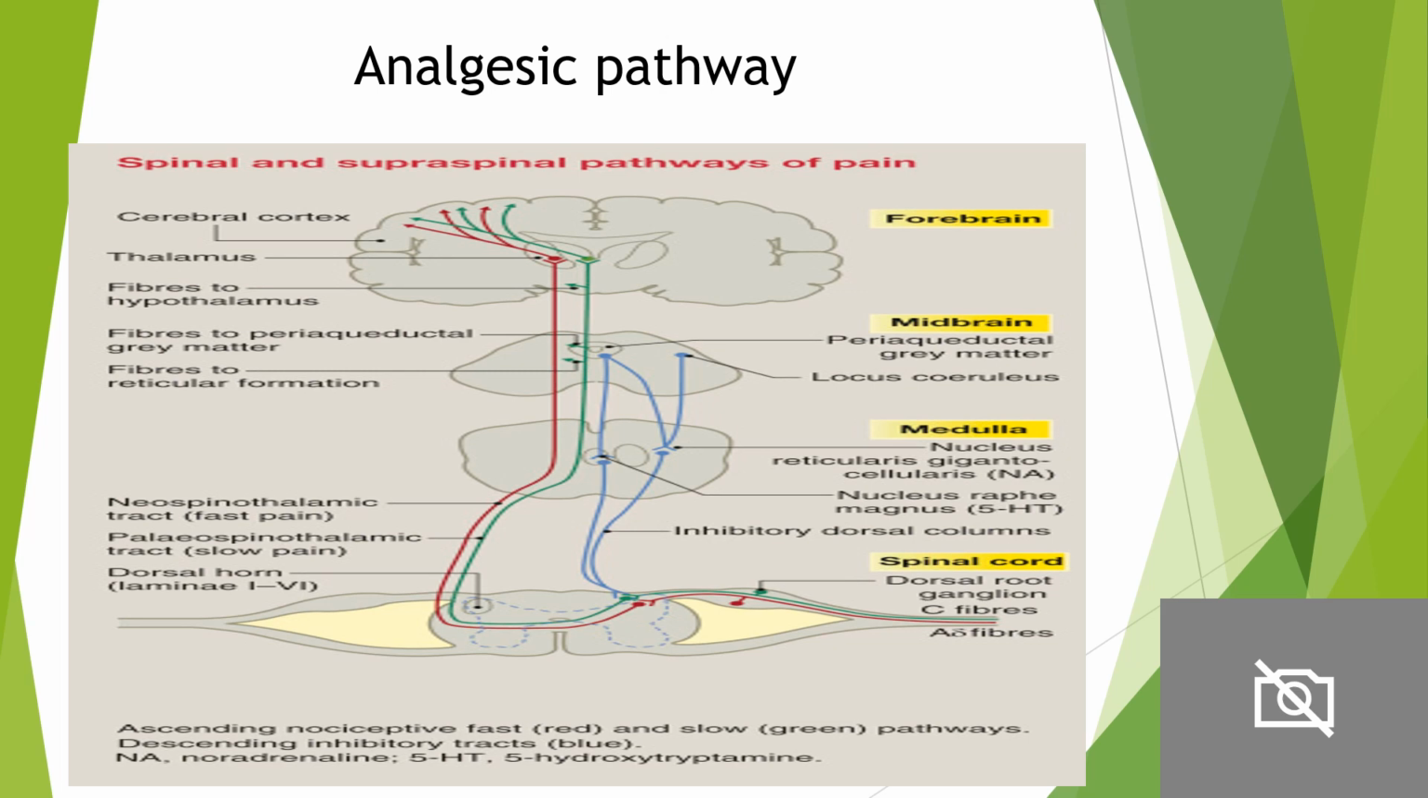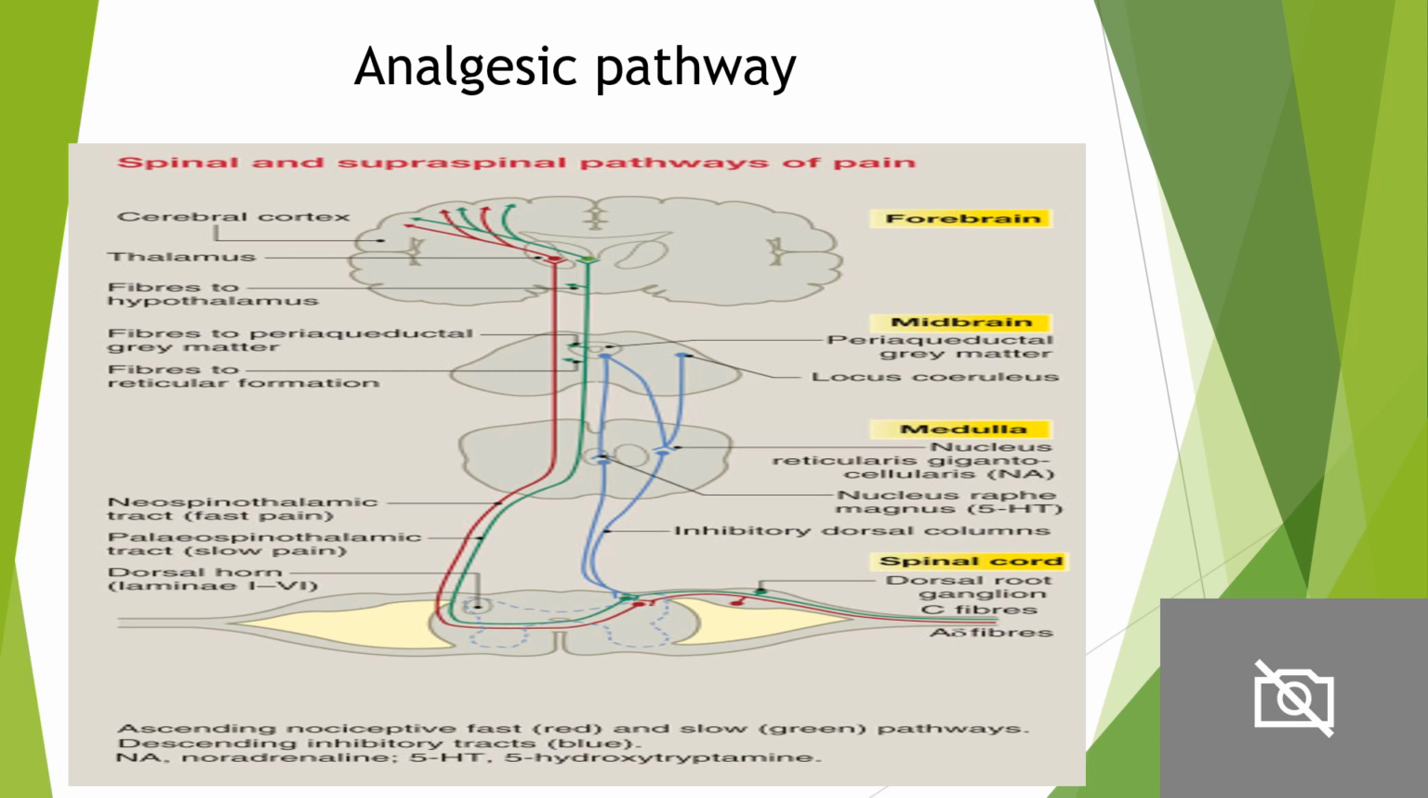Actually, you have to draw the blue color line. It starts from the frontal lobe. Okay, it starts from the frontal lobe and hypothalamus. Then it descends and terminates in the third ventricle and periaqueductal gray matter, that is in the midbrain.